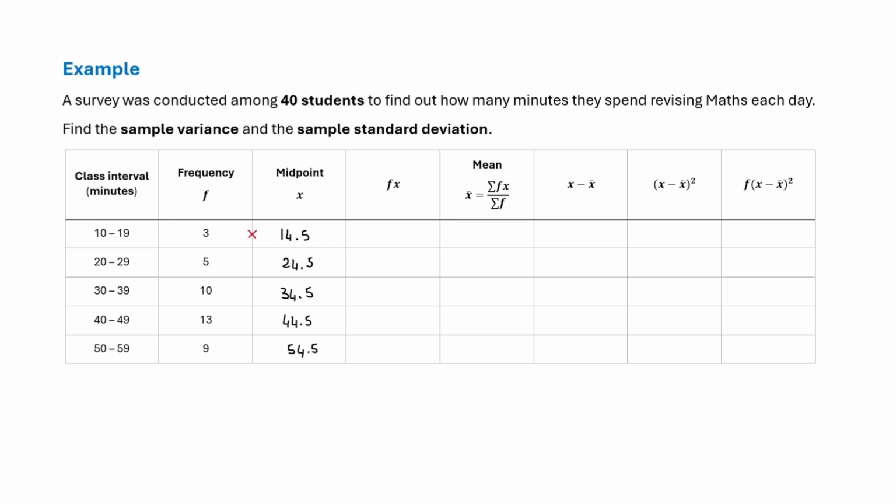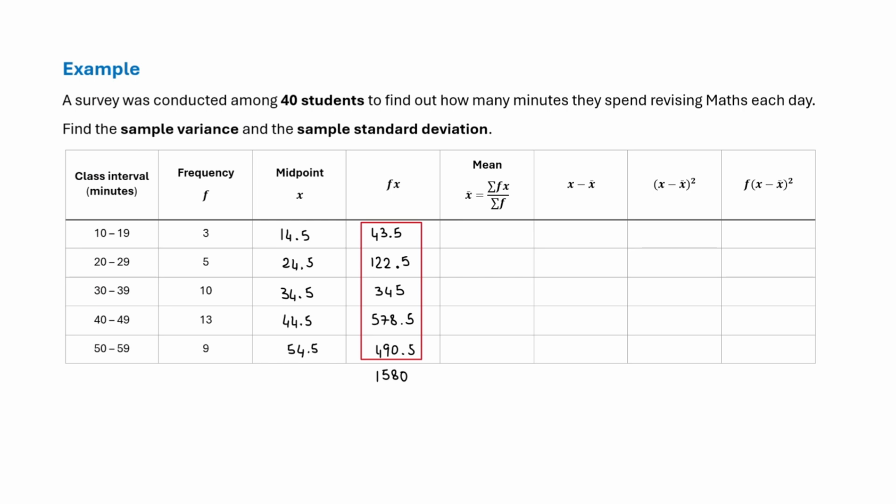For the first row, the frequency is 3 and the midpoint is 14.5. So we calculate 3 times 14.5. This gives 43.5. We write 43.5 in the first row of the fx column. Then we use the same method for each remaining row and complete the column. Once the column is complete, we add all the values in the fx column. The sum of fx is 1,580.